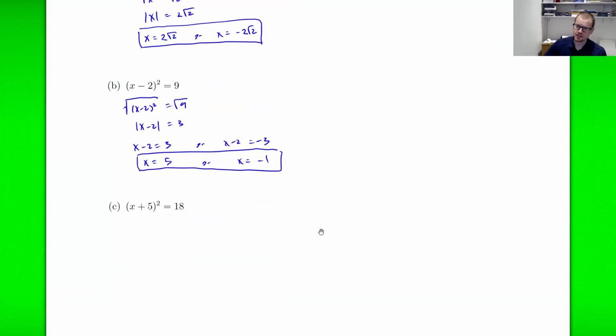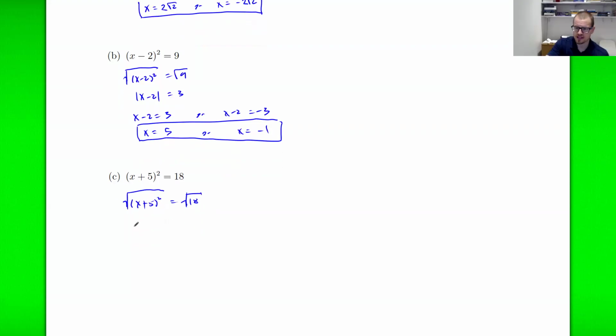We have a very similar, essentially the same situation here. We just want to point out that, hey, we could have subtraction in between, or we could have addition in between. So we square root both sides. Square root of x plus 5 squared, square root of that quantity, is equal to the square root of 18. Now, 18, you'll want to notice, is 9 times 2. 9 we know the square root of, right? That's 3. So I can say the absolute value of x plus 5 is equal to 3 times the square root of 2. Again, 18 is 9 times 2. The square root of 9 is 3, and we still have that 2 underneath the radical.